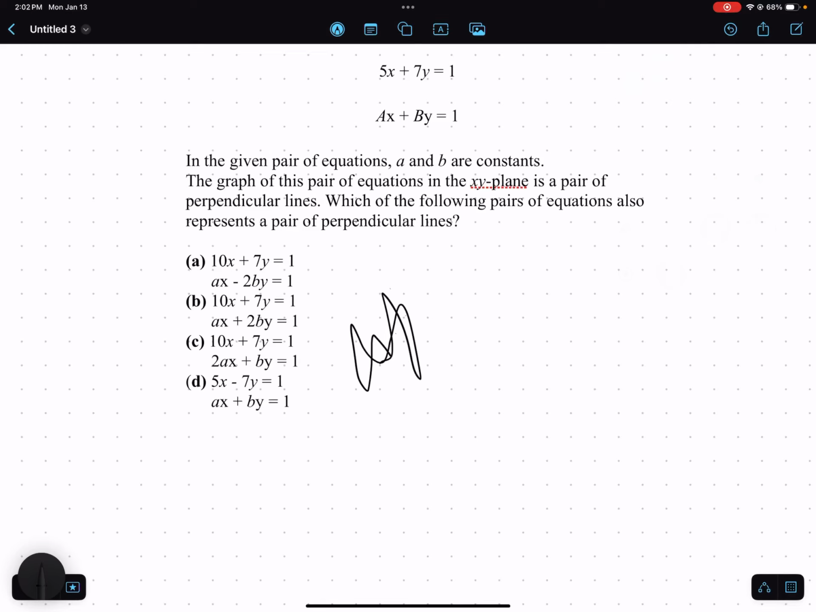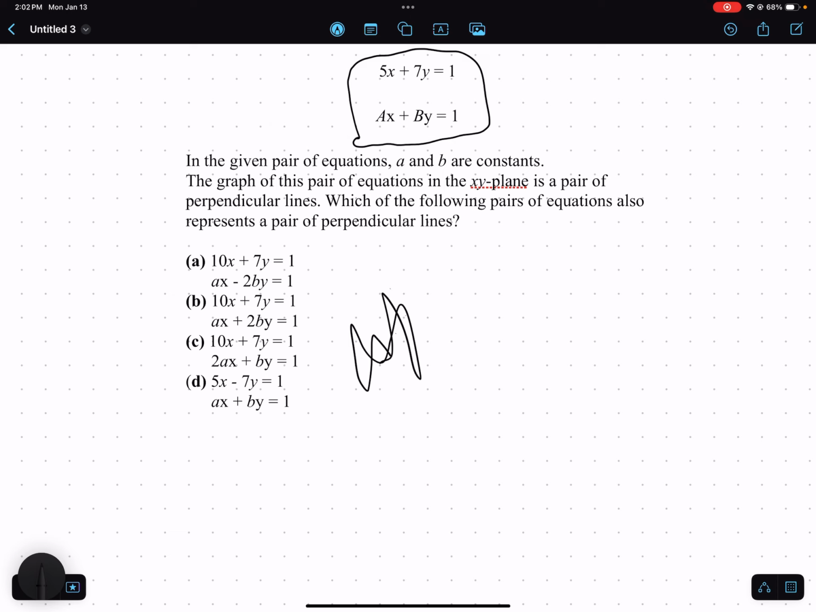In this video, we're going to be discussing how to solve this problem relating to graphs of equations and lines in Algebra 1. Here's the problem statement. In the given pair of equations up here, a and b are constants.